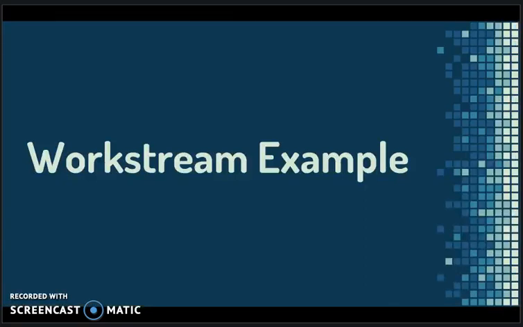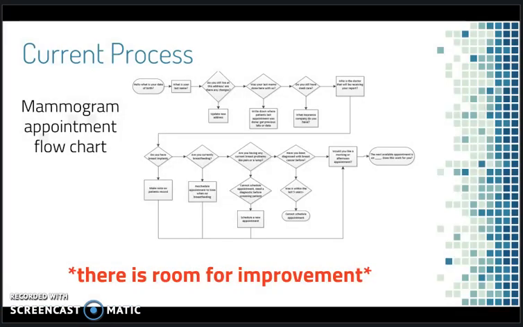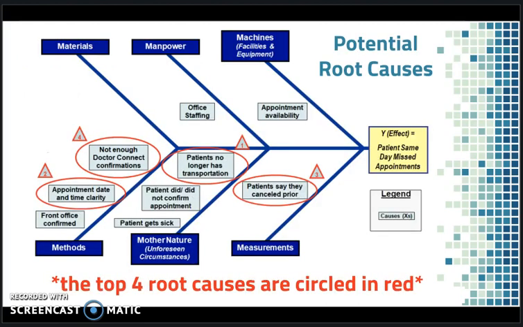Next, we'll talk about a workstream example. When analyzing same-day missed appointments, we decided to start at the very beginning of it all, how appointments are made. We created flowcharts for all 5 appointments to define the process of how Radiology Associates makes appointments for these tests. Here we have the current process of making a mammogram appointment. We also made a fishbone diagram to identify potential root causes of same-day missed appointments and narrowed it down to 4 main areas to focus on.